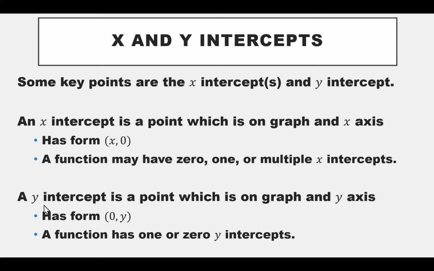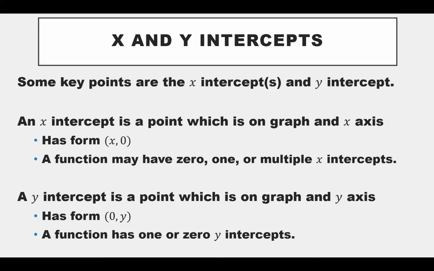The other type of intercept is the y-intercept. That's a point that's on the graph of the function and the y-axis. The y-axis has points that are always of the form 0 comma y. Therefore, every y-intercept is going to have the form 0 comma y. In other words, a y-intercept has 0 as the x value.